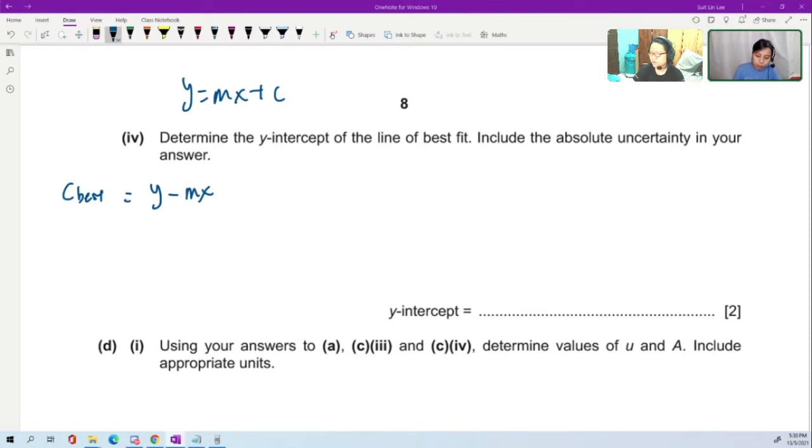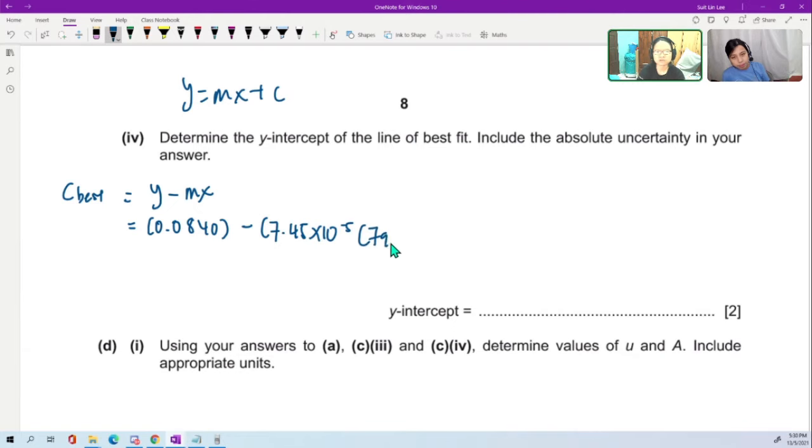So you need to pick some point on your graph. You could reuse your gradient points. It's just convenient. So let's just do that. 0.0840 minus 7.45 times 10 to the power negative 5, times 790. So this is the coordinate from your graph. The best fit line passes 790, 0.0840. Write this if it helps you adjust your brain. So this one would be 0.0251.